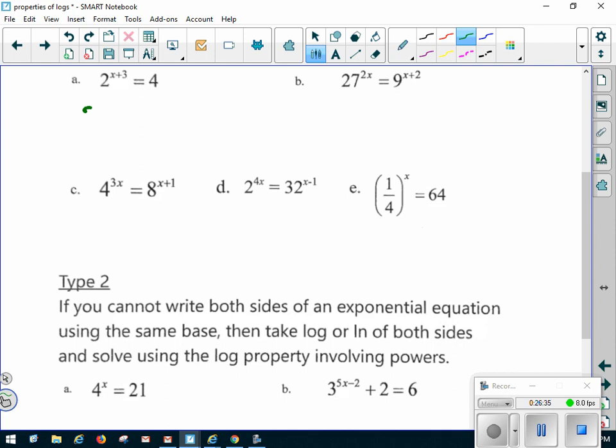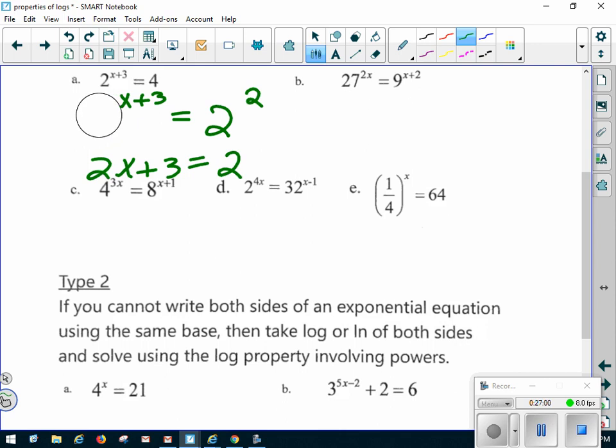But let's think about it this way. Can I rewrite 4 as having a base of 2? So then what has to be true? Well, 2x plus 3 has to equal 2. And you should be able to do that in your head. That's better, isn't it? So x is negative 1. Yep, x is negative 1.